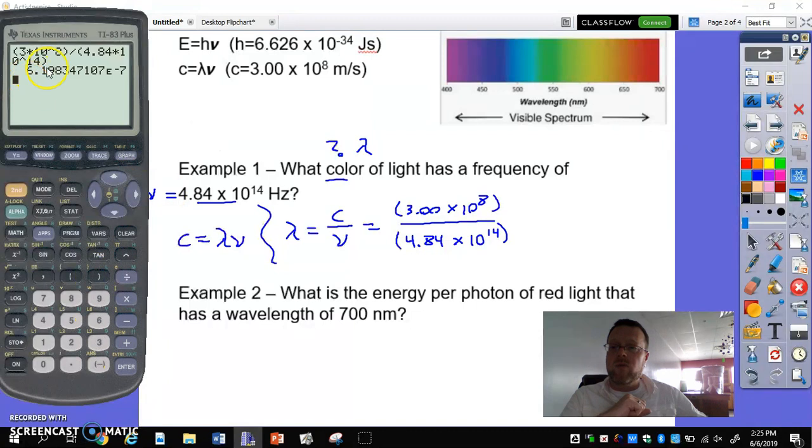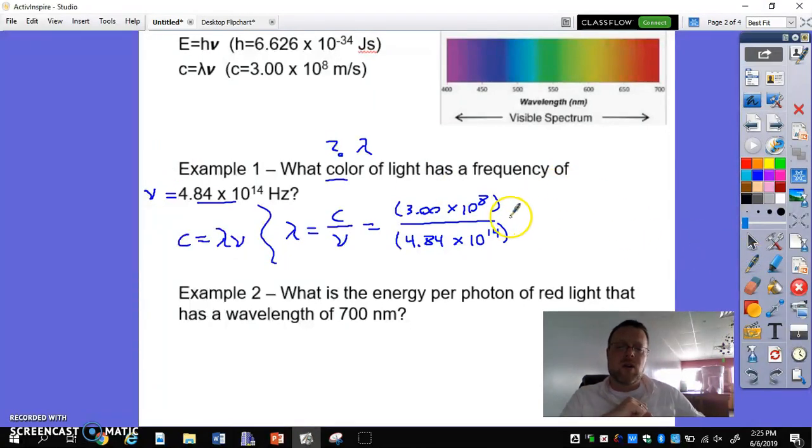Okay? And voila, the calculator spits out 6.19 blah, blah, blah, blah, blah, e negative 7. Now, it's very important that you understand that this e negative 7 means times 10 to the negative 7th power. So, we're going to have this 6.19 times 10 to the negative 7th. Now, when you solve for a length, a wavelength in this equation, it's going to be in the standard unit of length, which is meters. And unfortunately, our color chart up here is in nanometers. So we would need to change this number back into nanometers to be able to compare it to that chart. But that's not too hard, okay?